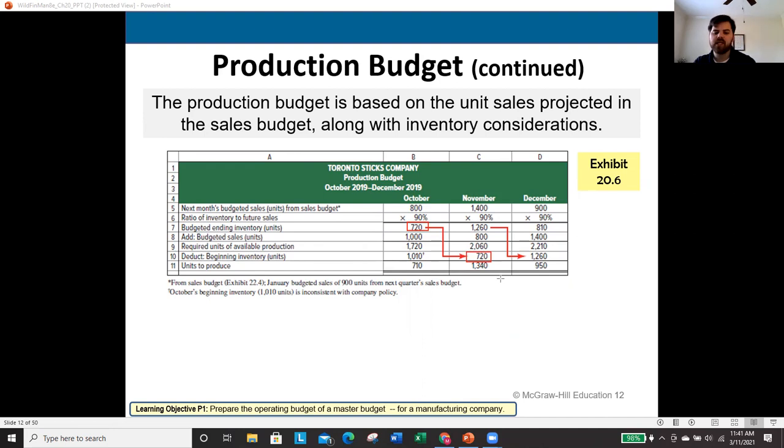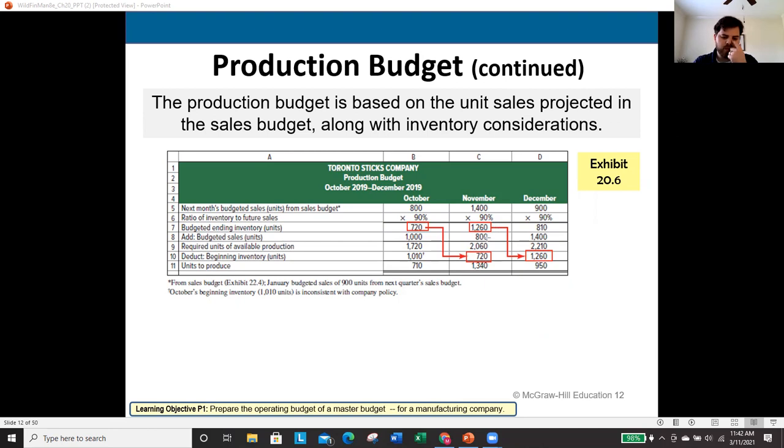And of course, that makes sense to us because we know that whatever I end October with at 11:59:59 on October 31st is what I will start at 12 o'clock and 0 seconds on November the 1st. So that makes sense to me that my ending in October would be the same as my beginning in November. So in this case, we'll pull in my next month's sales, which was the 1,400 for December times the 90%, tells me I need 1,260 units at the end of the month. Now, of course, that will eventually flow down to be my beginning inventory for the month of December.